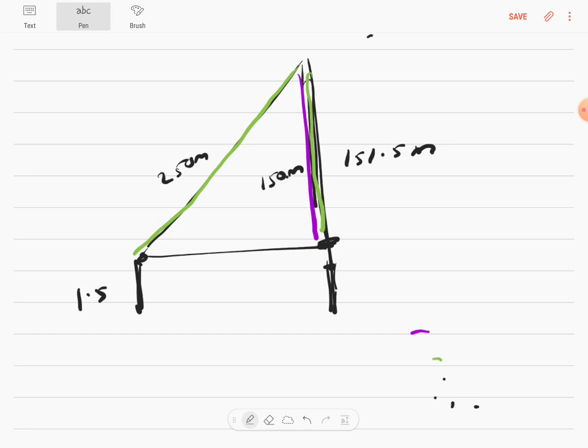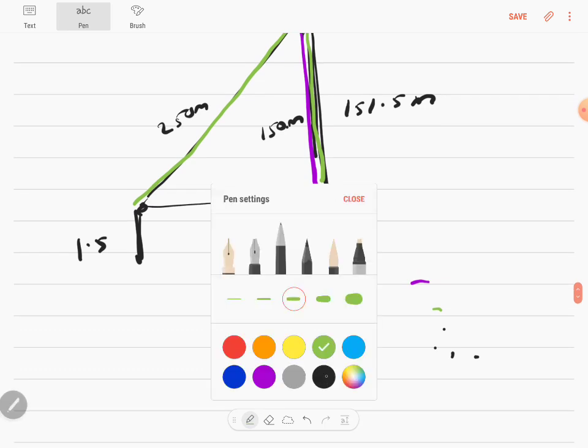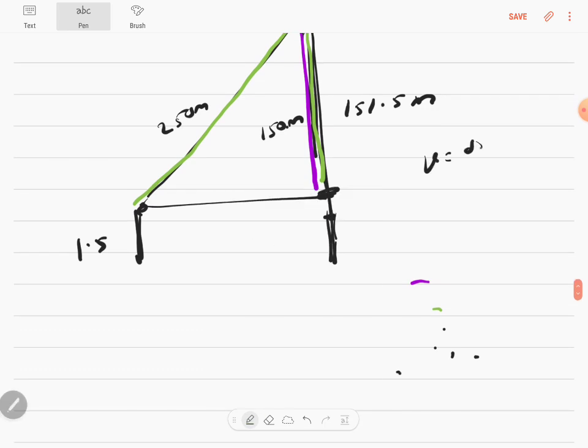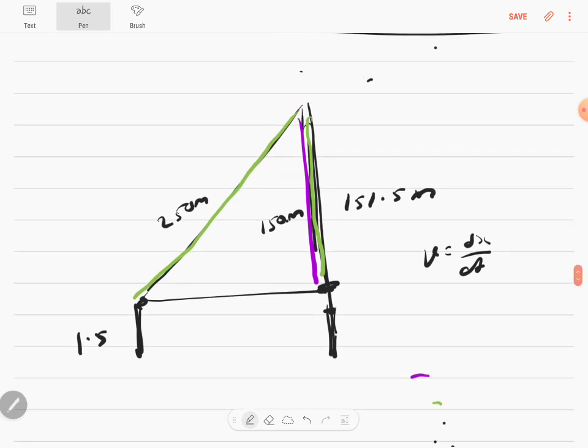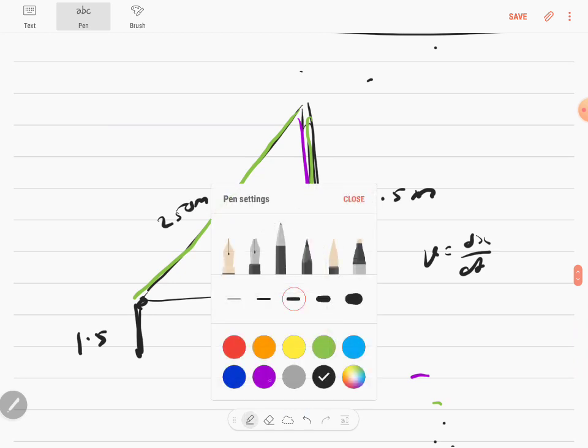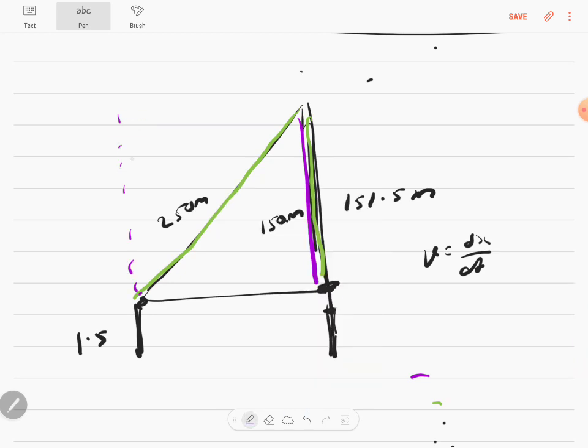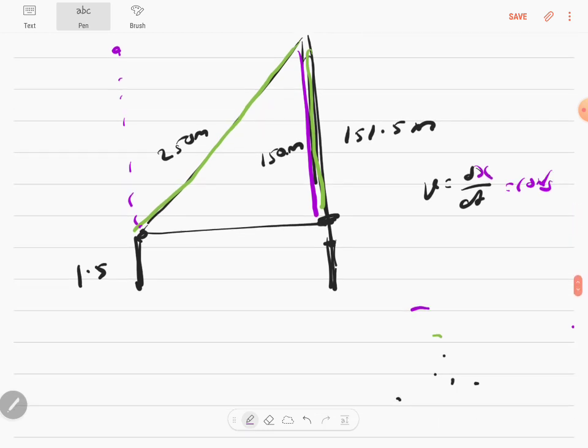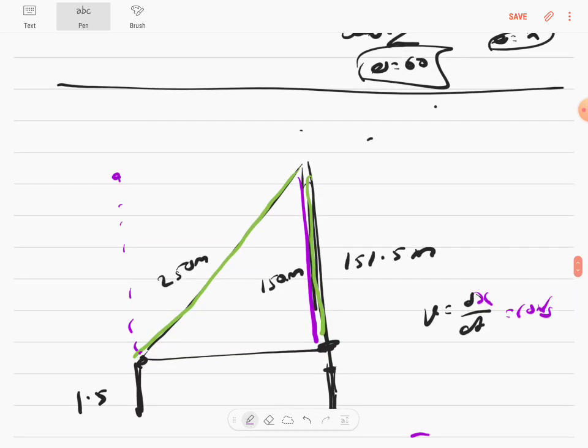Okay, so the velocity of the kite has been given, which is dx by dt, which means the kite which was originally here has gone there. That's what it means. With the velocity dx by dt, which itself is 10 meter per second. So you get to know that the velocity with which the kite is moving is 10 meter per second.